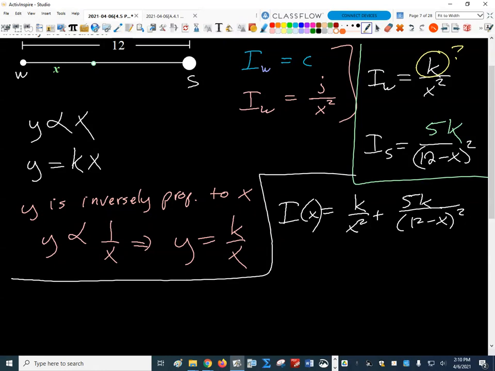Everybody see that k is not a variable? The intensities, whatever they are, they're fixed. We're not varying those. We don't know what they are, but we just know the strong one is 5 times that of the weak one. It's not going to vary throughout the course of the problem. We can't vary that, but we can vary where we're choosing to make our measurement. So we're varying x.